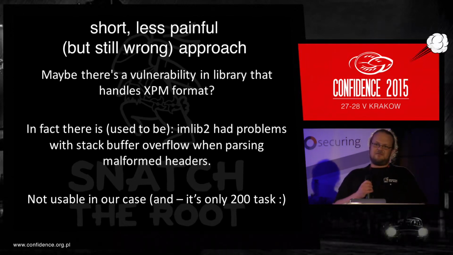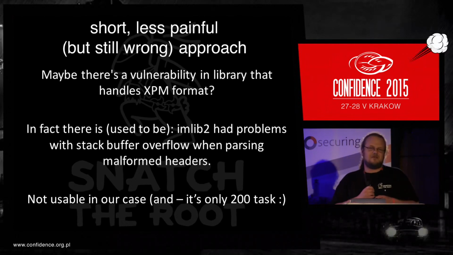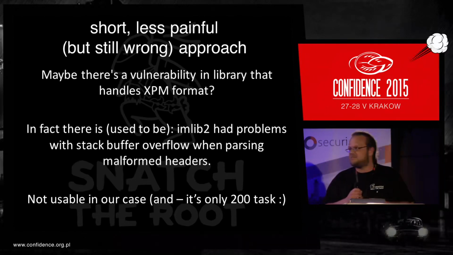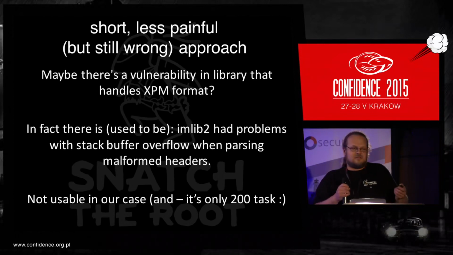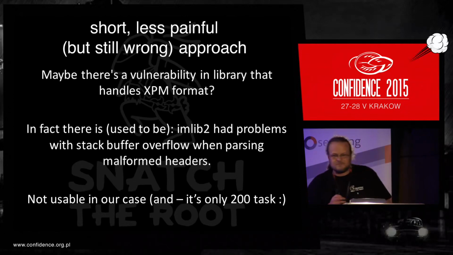So, XPM, first thought, maybe there is a vulnerability in the XPM conversion. And it was a wrong thought again, because yes, there is, but we don't know which library is used, and if it's used, then we have no idea what to do with it later, and still, it's only 200 tasks. It can't be this.